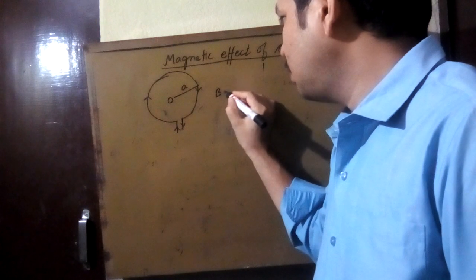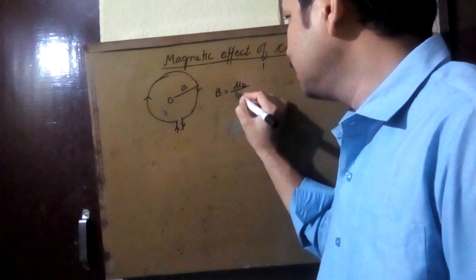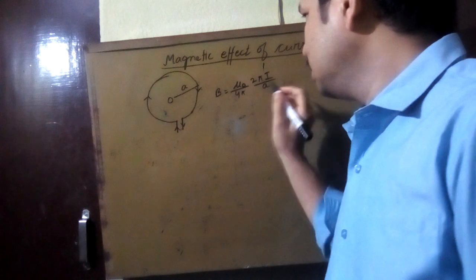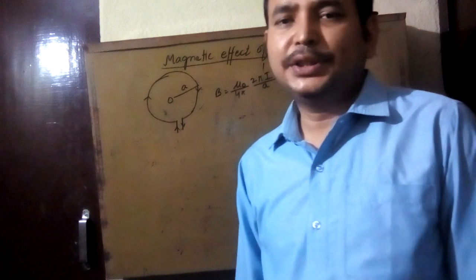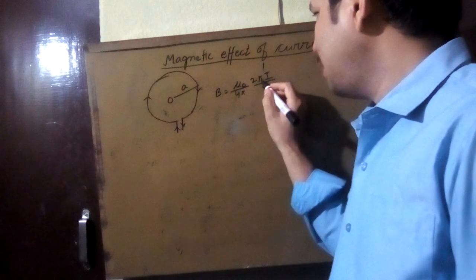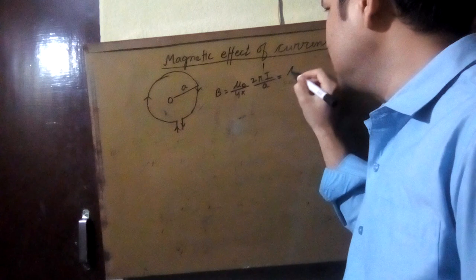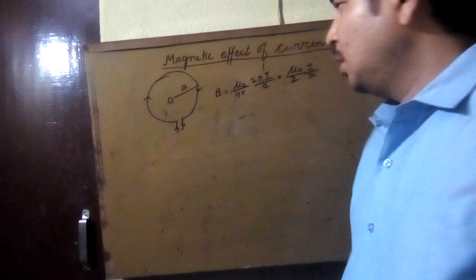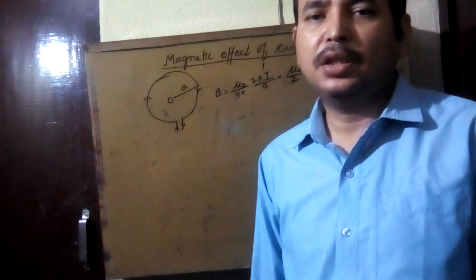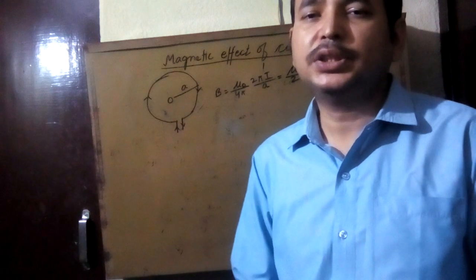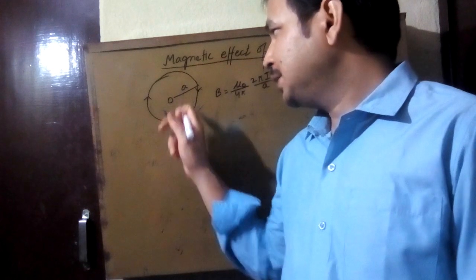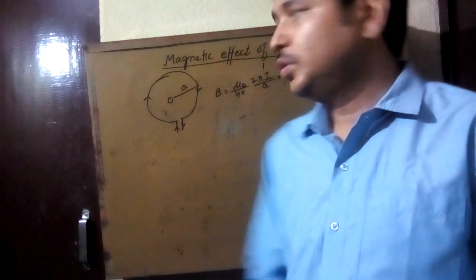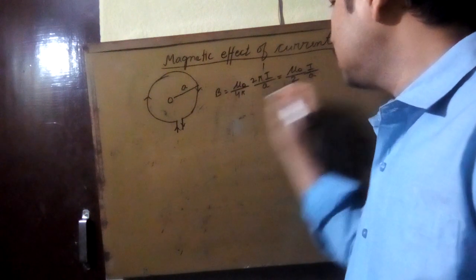The magnetic field formula is mu naught by 4 pi, 2 pi I by A. Clear? The formula is nearly the same. Only here pi comes into existence. You can write the same formula as mu naught by 2 I by A. So you can see, students, the formula is nearly the same, and so the factors affecting the magnetic field at the center of the circular coil will also be the same. You can see the magnetic field is directly proportional to the current.